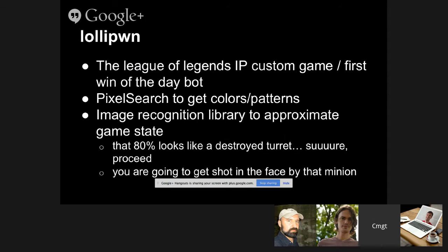But it does cool stuff too. Pixel search is included, so you can search by color. And then, of course, using the image recognition library to approximate game state. So I could say, that looks like a destroyed turret, or that looks like an alive turret, so I can progress to my next stage, the next state in my state machine, if you're so inclined to do it that way. Or, sure, there's a minion right now and you're about to get headshot, so back up, or something like that.